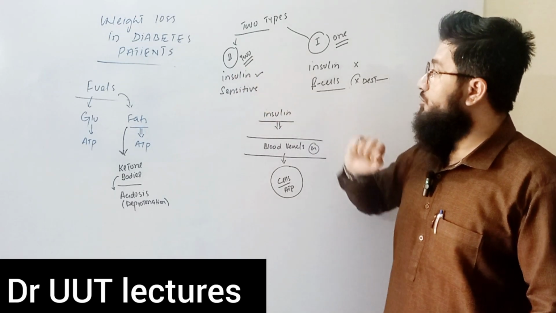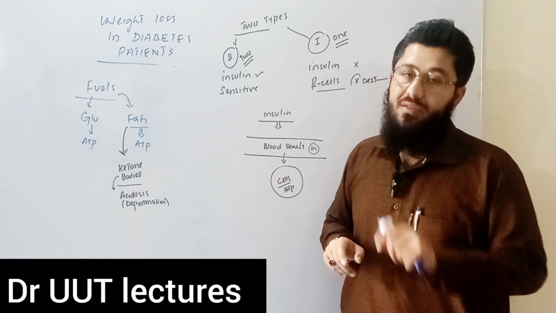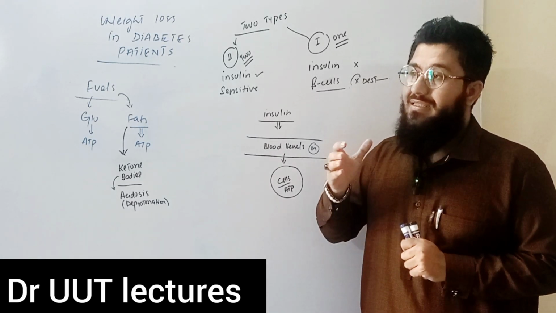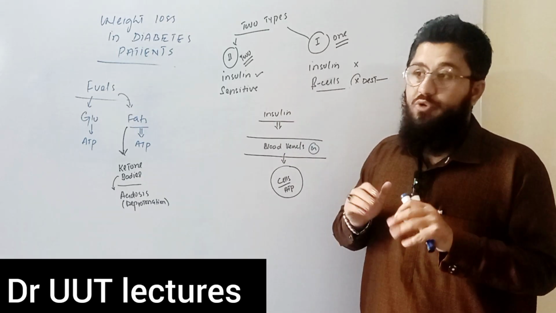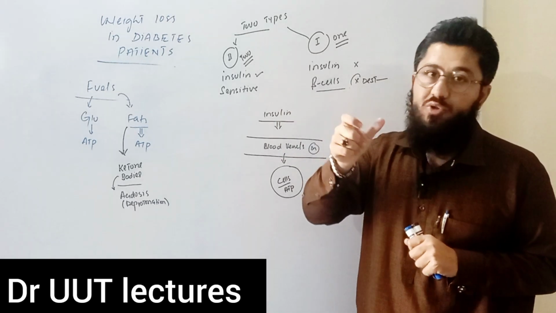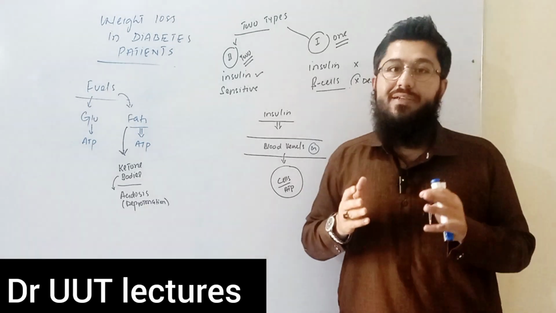Coming to the point, in type 2 diabetes patients, there is insulin available, but the sensitivity is not observed. It means cells are not sensitive enough. Insulin sensitivity is not observed, due to which, what happens? The job of the insulin is not accomplished. In simple words, insulin does not play its job.